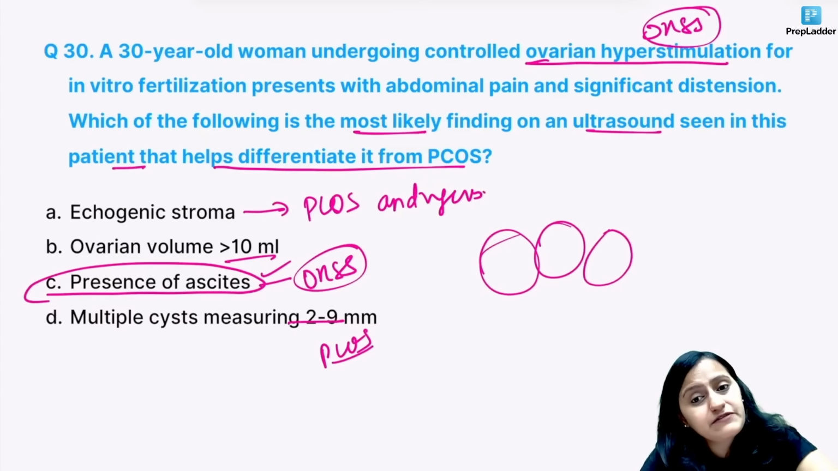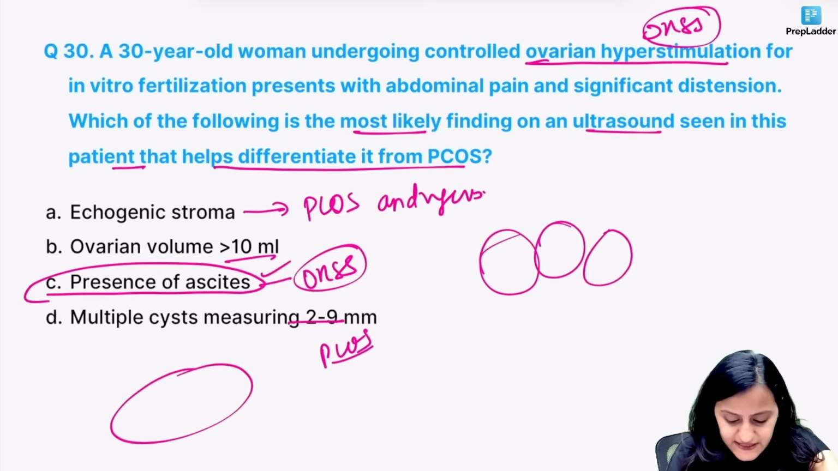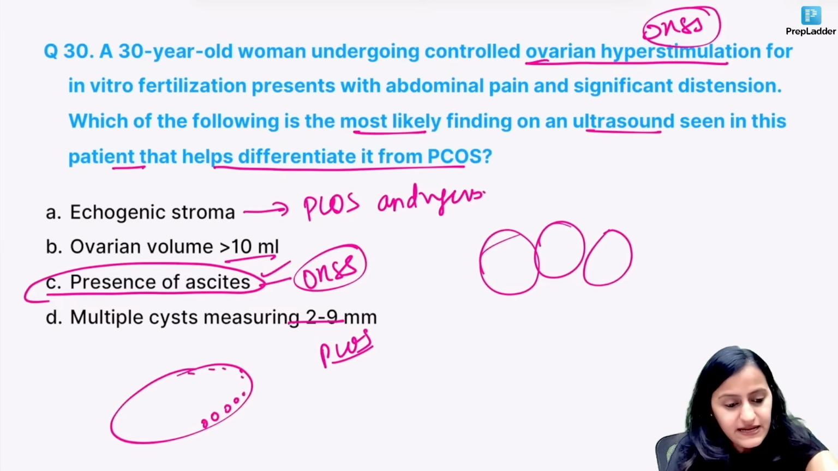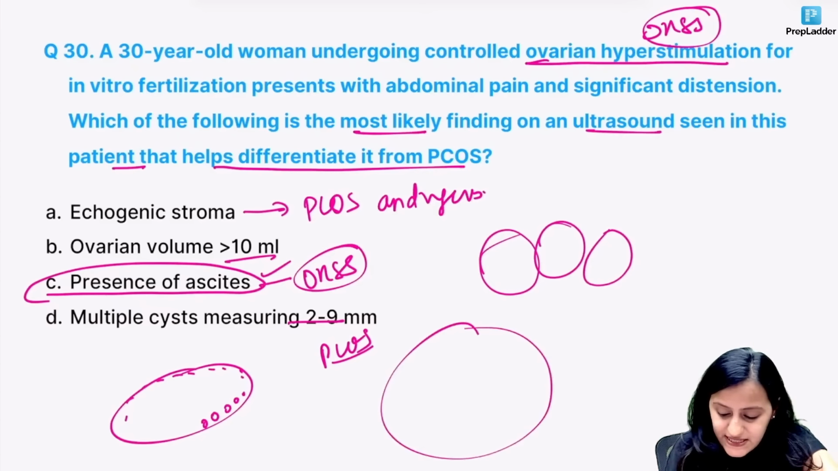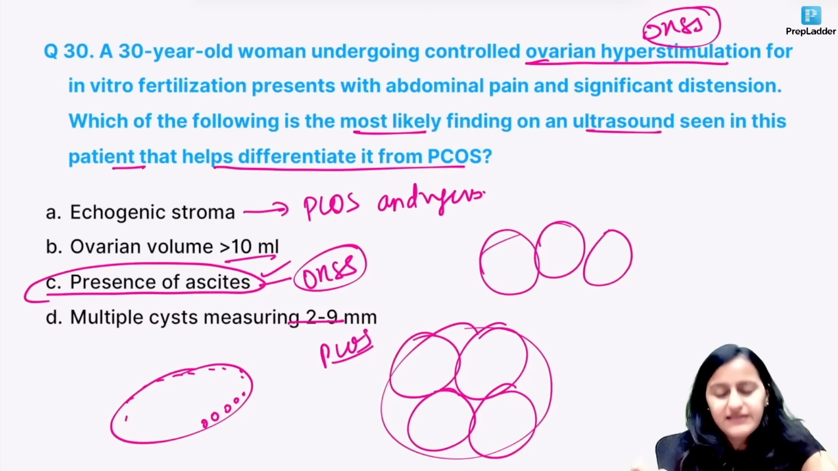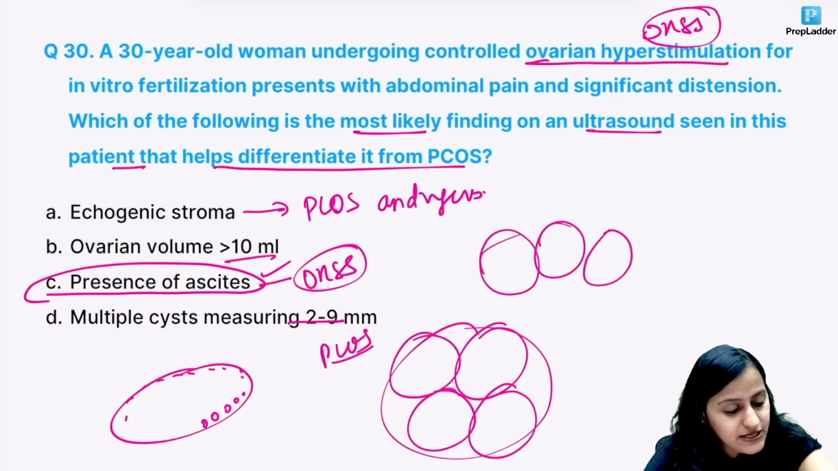Is this clear with everyone? In PCOS, you have the small, tiny follicles arranged in the periphery. That is the necklace sign, the string of pearls sign that you see in PCOS. In OHSS, there are big follicles in the entire ovary. The stroma does not increase.